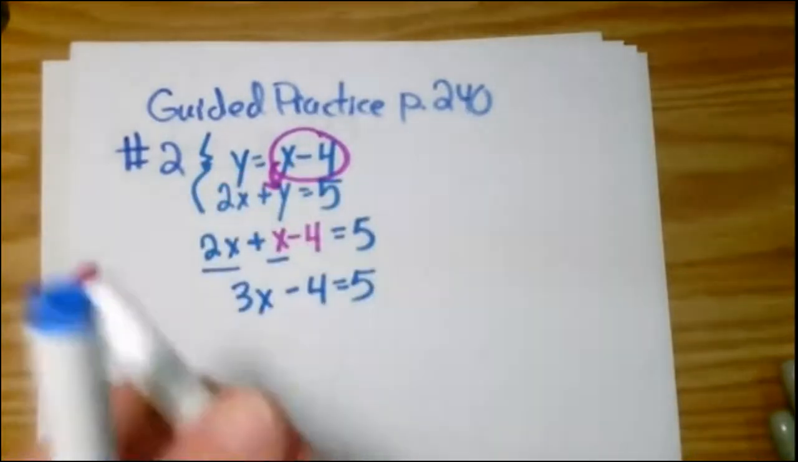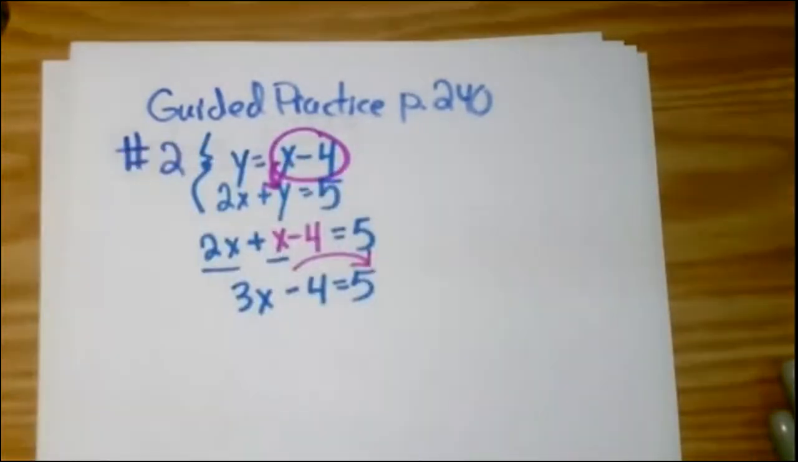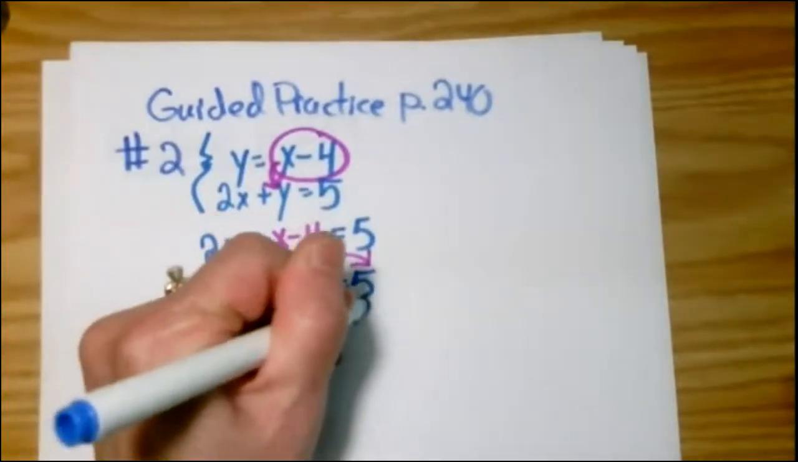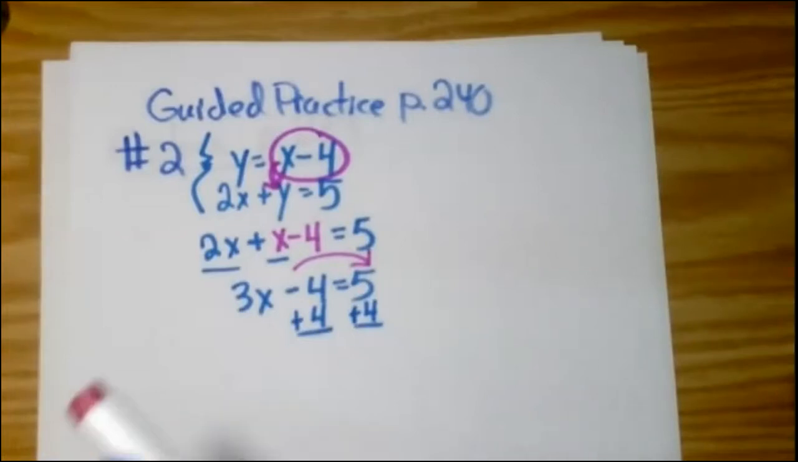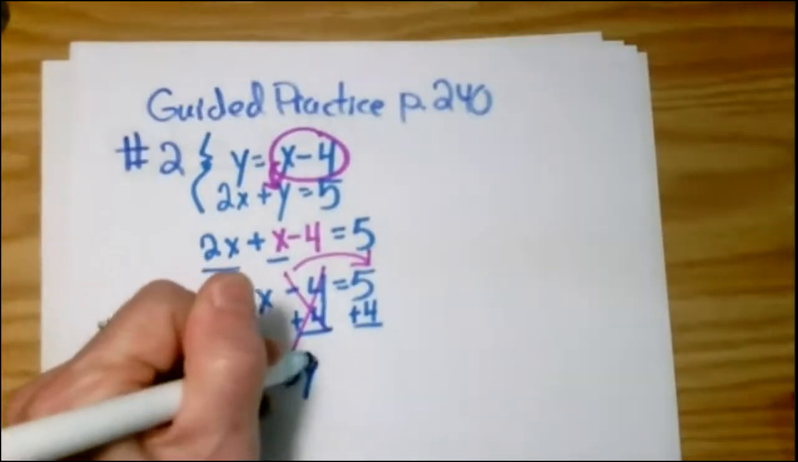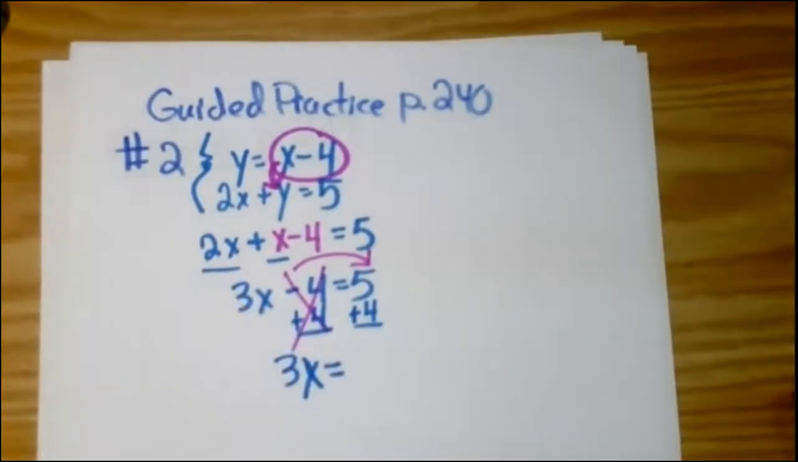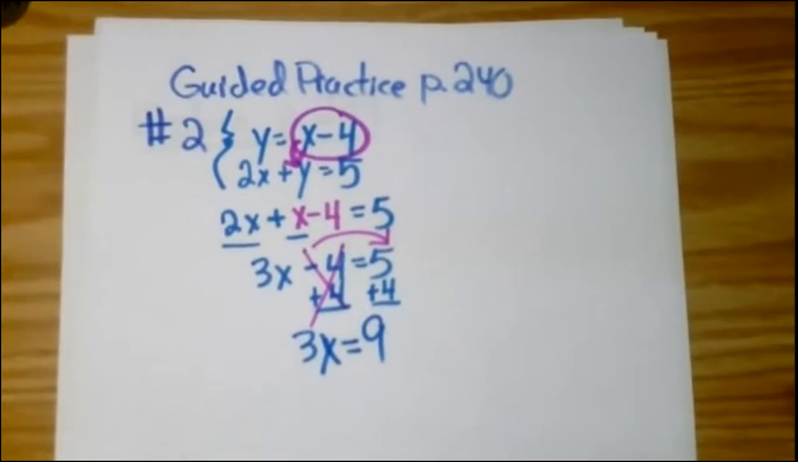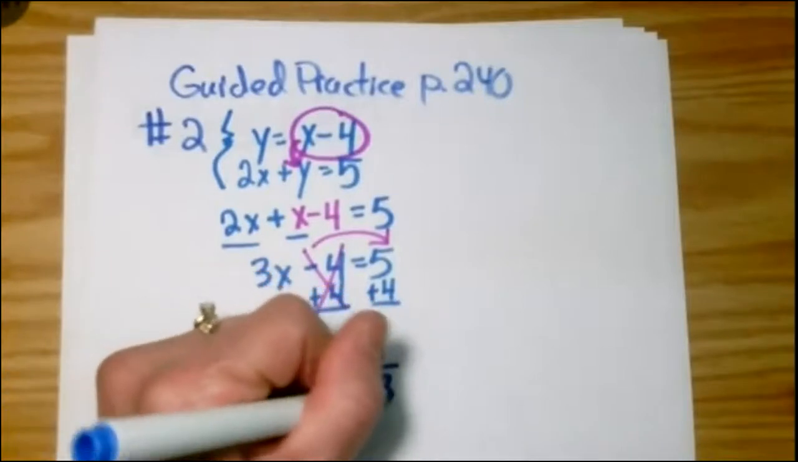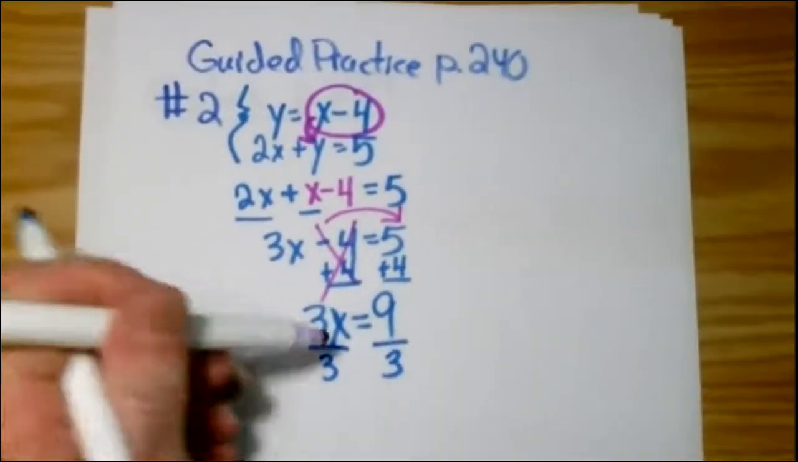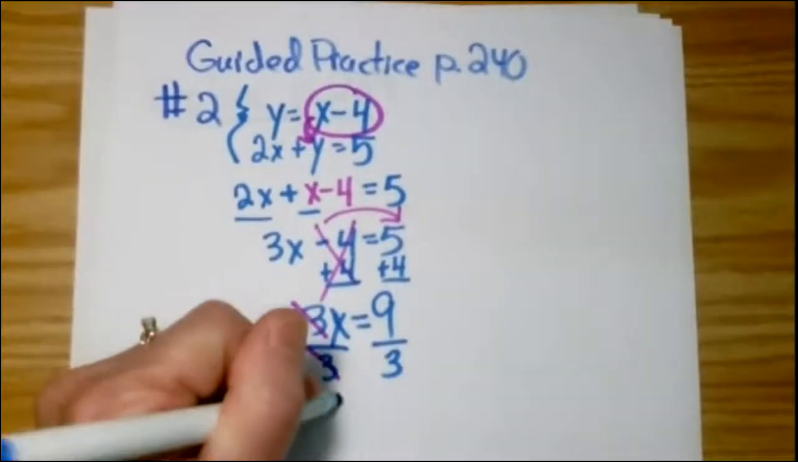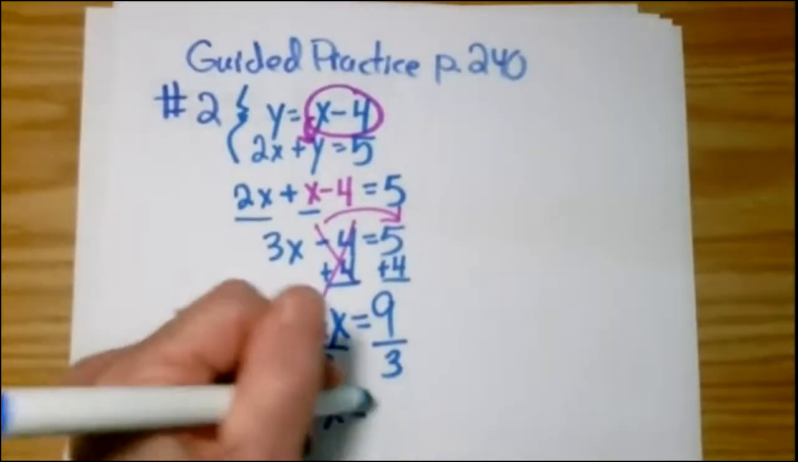I need to get my 4 over to that side because I want to solve for x. So I'm going to add 4 to both sides. The minus 4 and the plus 4 will cross off and become a 0. I'll be left with 3x equals 5 plus 4 is 9. Not quite done yet. I haven't gotten x by itself. The inverse of multiplying is dividing by 3. My 3's cross off. I'm left with x equaling 9 divided by 3, or 3.